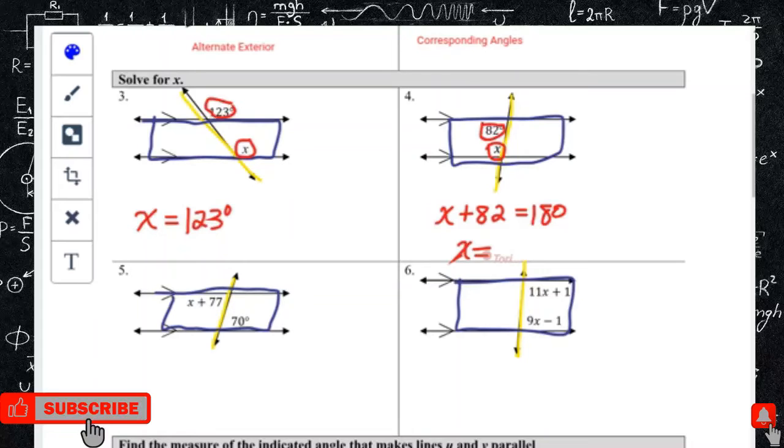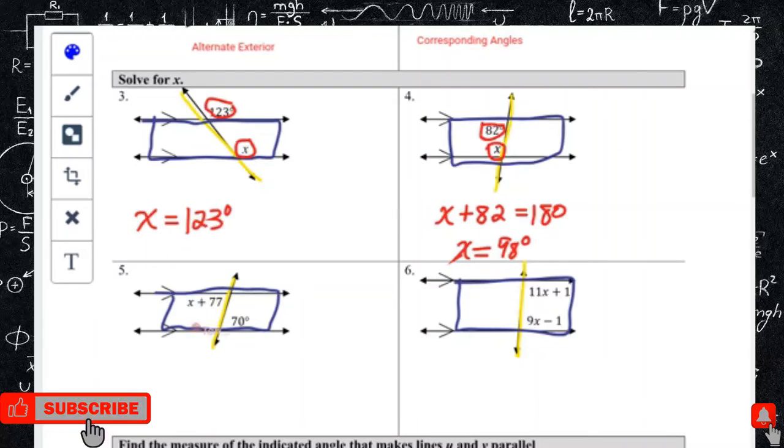And use my calculator for this. 180 minus 82 is 98 degrees for x. Okay, so remember that's the one that's different. Same side interior angles are supplementary. They add to be 180 degrees. Okay, everything else, those other angle pairs are congruent when the lines are parallel.